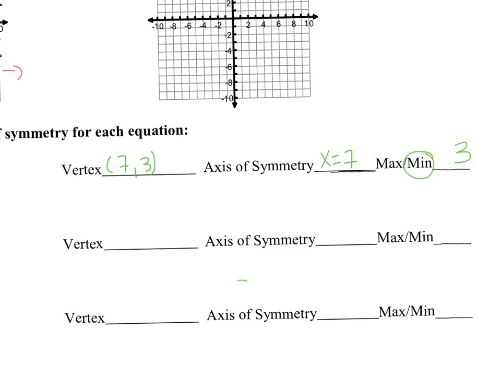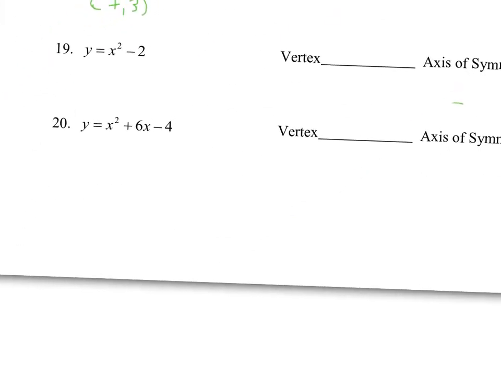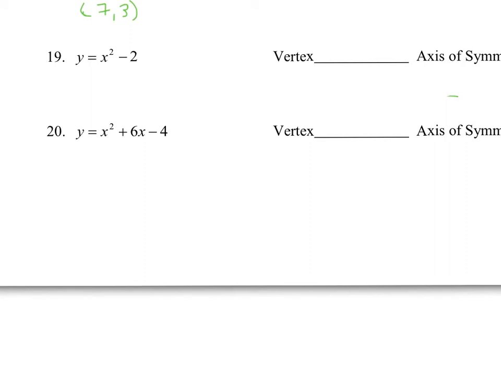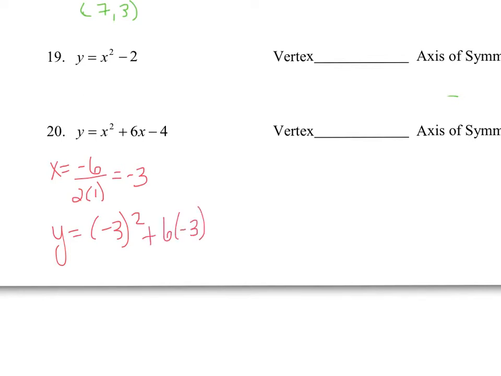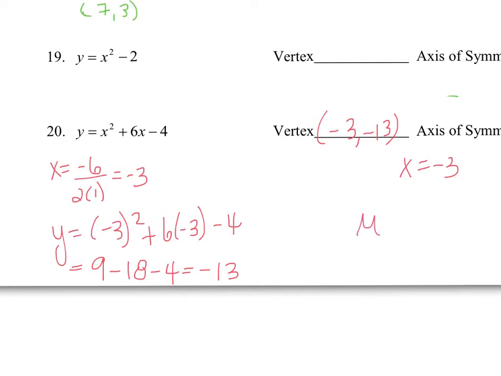Okay. Alright, let's take a look at 20. 20 is in standard form, so we have to do opposite b over 2a. So x equals -6 over 2a. So the x value is -3. Then we have to plug that in. Make sure that you use parentheses when you're substituting, because when you square a negative, it becomes a positive. So 9 minus 18 minus 4 is -13. So the vertex is -3, -13. The axis of symmetry is x equals -3. And then it's going to be a minimum at -13.